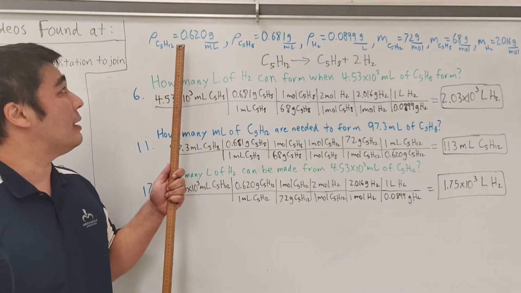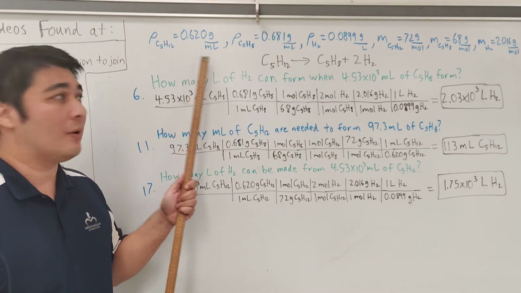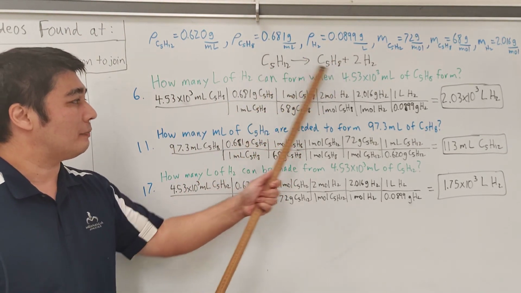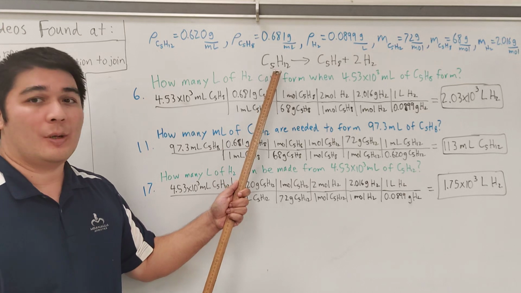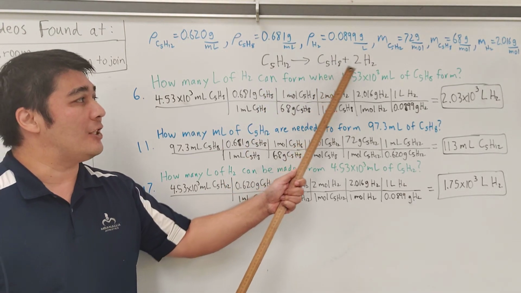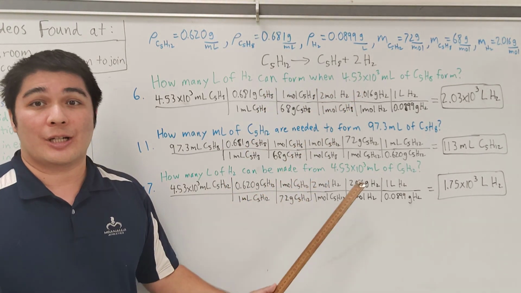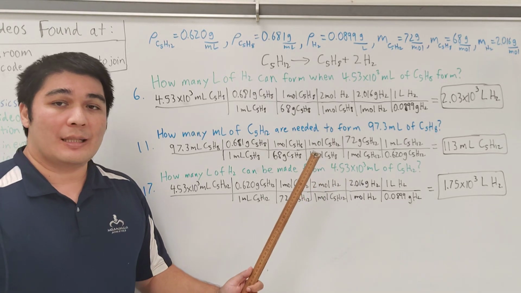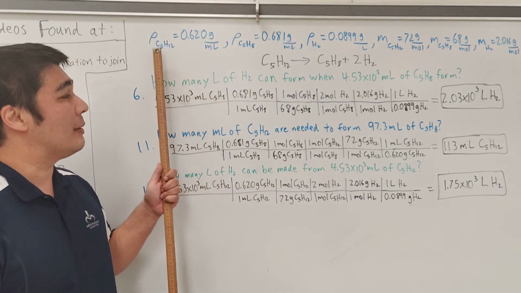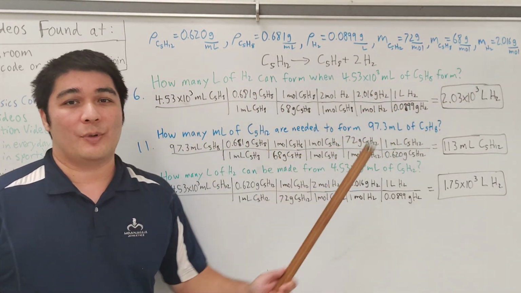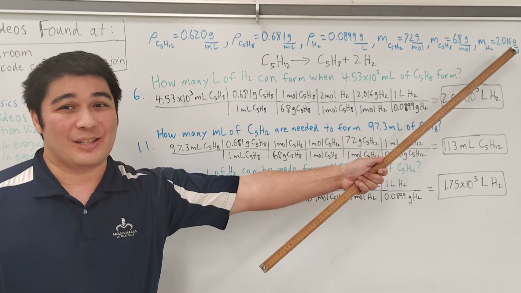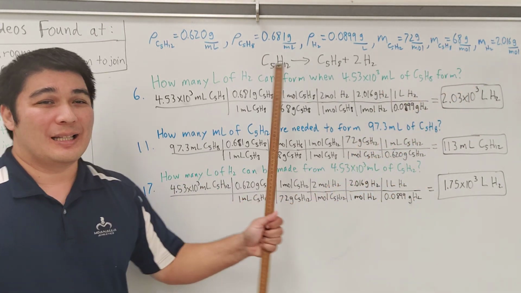Let's start with the chemical reaction. We have C5H12 decomposing into C5H8 and 2 hydrogen gas. The next part we need to do is take a look at some of the basic information that we have, which is why I barely got this to fit on the screen. So let's go with this.